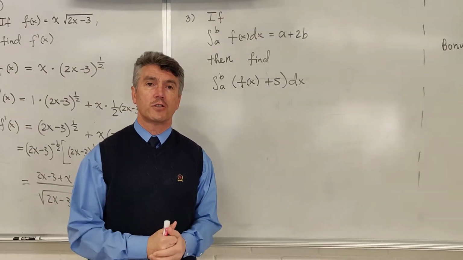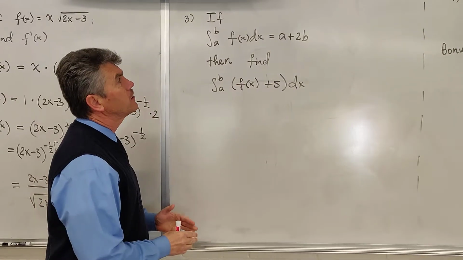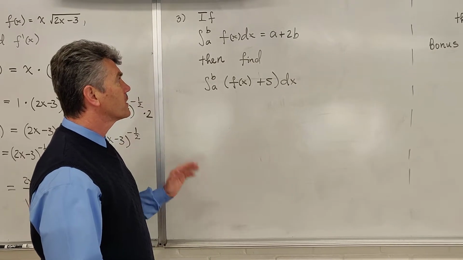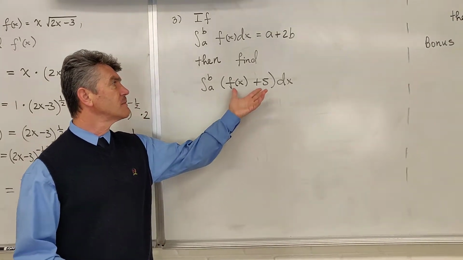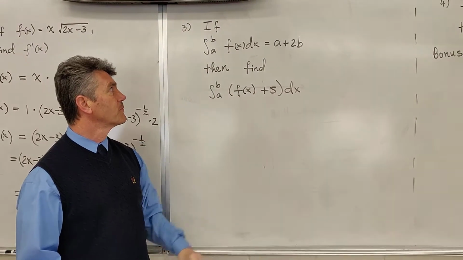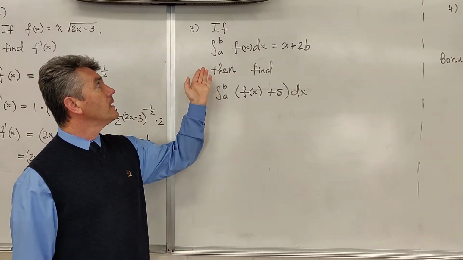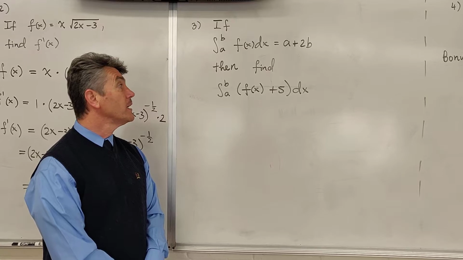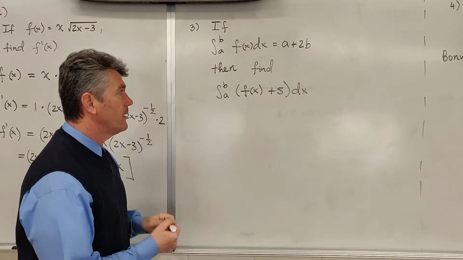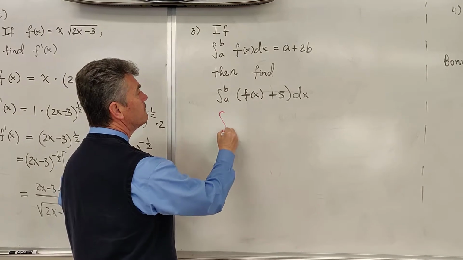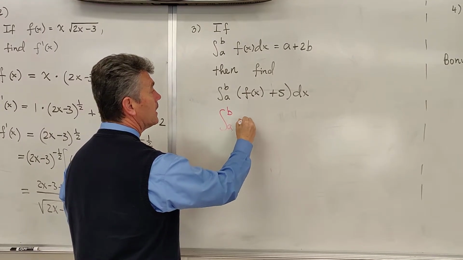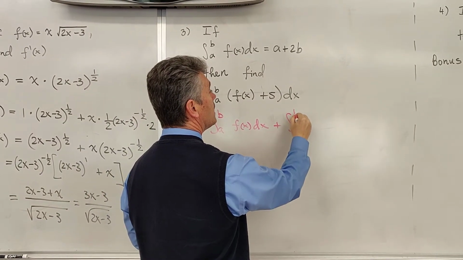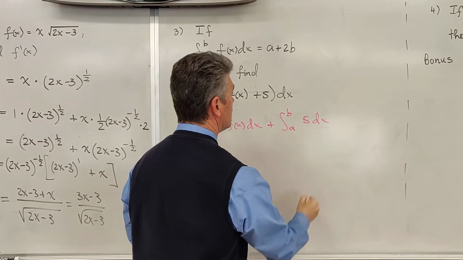We now move on to question number 3. They're checking to see whether you know all the definitions for the integrals. So for example, for this one, you need to know that you can actually split this definite integral into two. So what are we given? We're told if the integral from a to b of f of x dx is equal to a plus b, what is the integral from a to b of f of x plus 5? No problem. Rewrite it. This is the integral from a to b of f of x dx plus the integral from a to b of 5 dx.